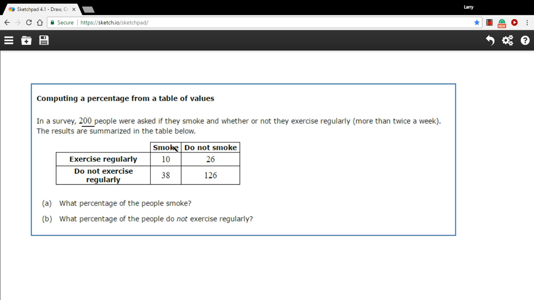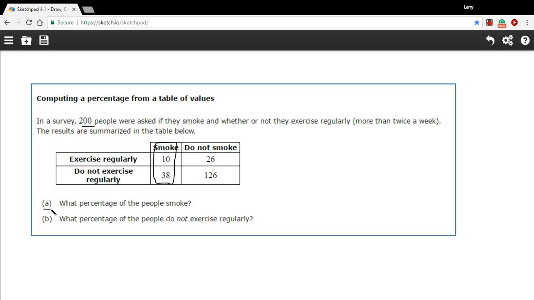And then just keep in mind when you're trying to find the number of people who do one thing or another, if it's a whole category like smoke or do not smoke, it's going to be the whole column, or if it's exercise, the whole row, and you'll have to add those values together.